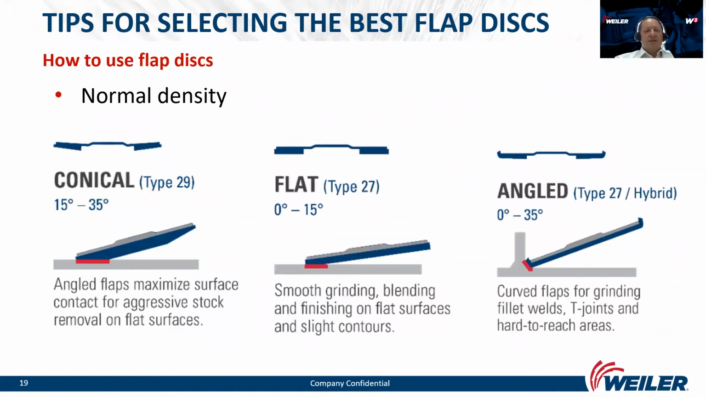The shape and the density of flap discs can be different. Normal density flap discs are produced in 3 shapes: conical, type 29, to maximize surface contact and for high stock removal on flat surfaces. Then flat, type 27, for smooth grinding, blending, and finishing on flat surfaces and on slight contours. The third shape is angled, type 27 hybrid, for T-joints and hard to reach areas with angle grinders down to 43 degrees.